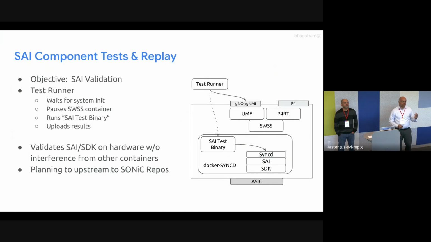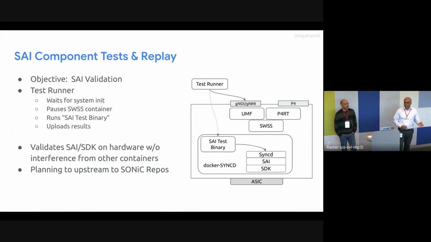Let's come to component test. I'm taking an example of SONiC component test here. What we did was we bring up SONiC, and our test runner lets the initialization happen and then pauses it. What this allows us to do is have a separate test binary inside the Docker syncd and run the SAI implementation through a series of tests. So this tests almost all the APIs very quickly in hardware, and ensures that when we move from SAI version X to SAI version Y, there is no breakage.